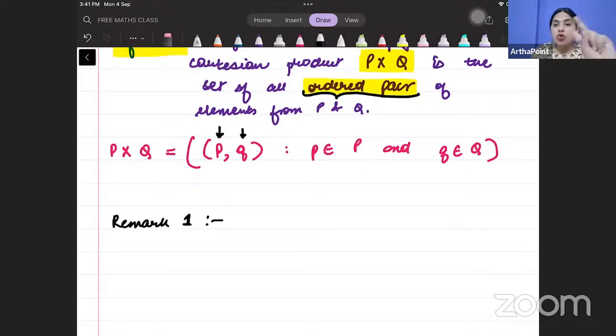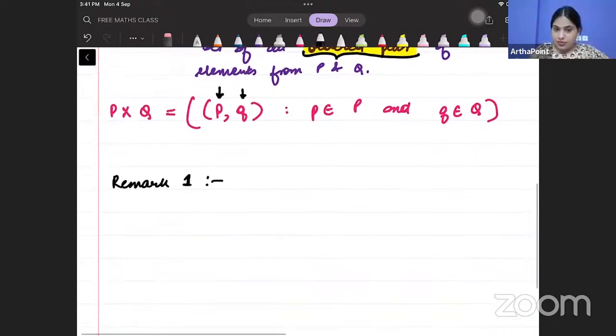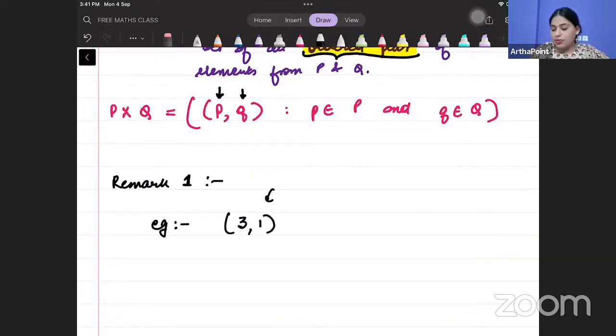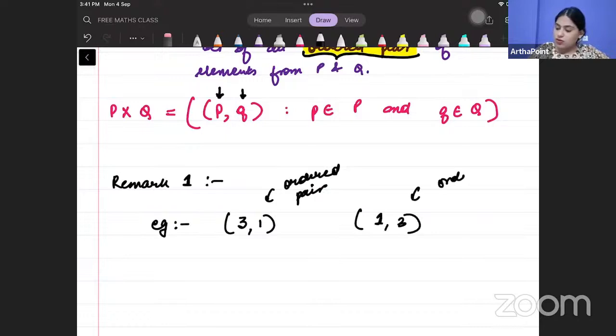देखो, दो ordered pair equal तब होते हैं अगर उनके corresponding elements equal हों, है ना? So for example, अगर मैं कह रही हूं (3,1), ये एक ordered pair है, this is an ordered pair, and then बेटा मैं कह रही हूं (1,3), ये भी एक ordered pair है, this is also an ordered pair.